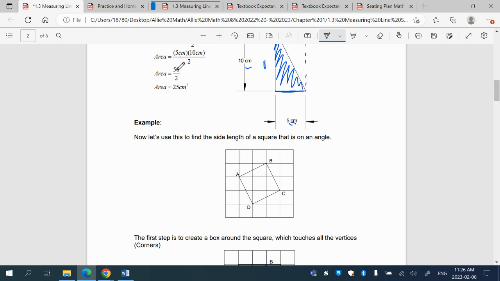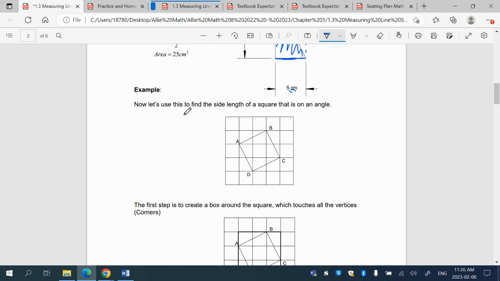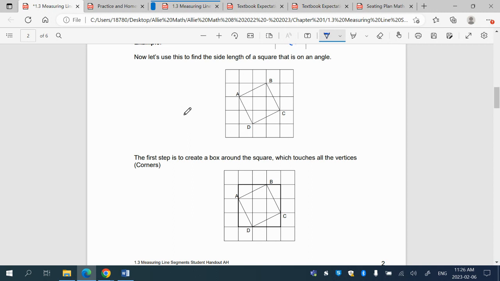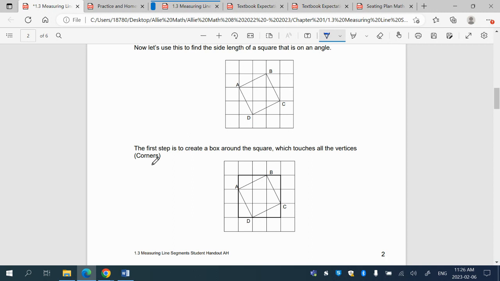of a triangle, to find the side length of a square that is on an angle. So our first step is to create a box around the square which touches all the vertices or all the corners. So this one right here, I've done it for you, but I'll kind of outline it. So we made a square around it that touches all of the corners of the square, the vertices.